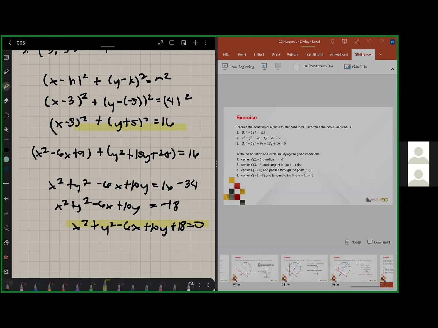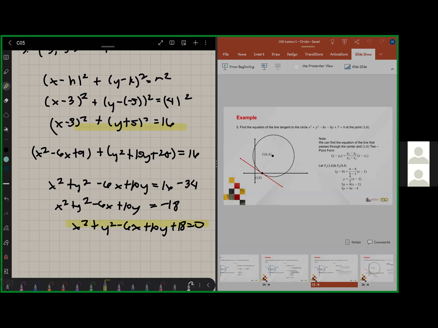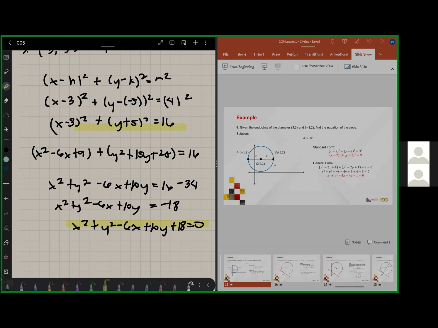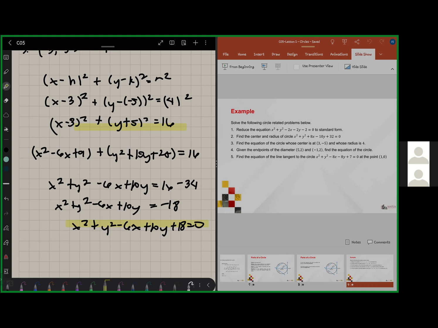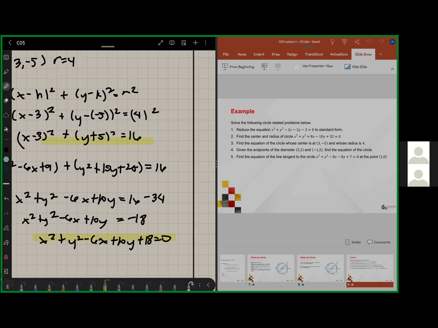This example, example number 5, if I'm not mistaken, is to find the equation of the line tangent to the circle. So please try to solve this.